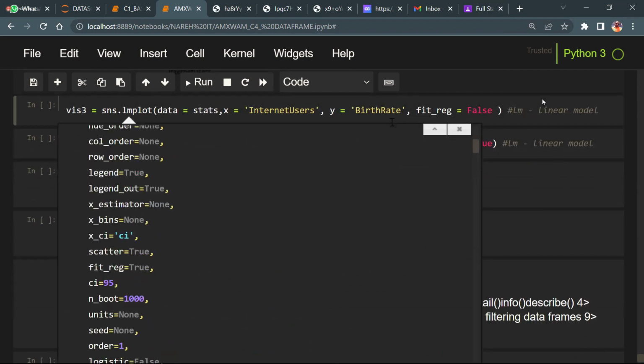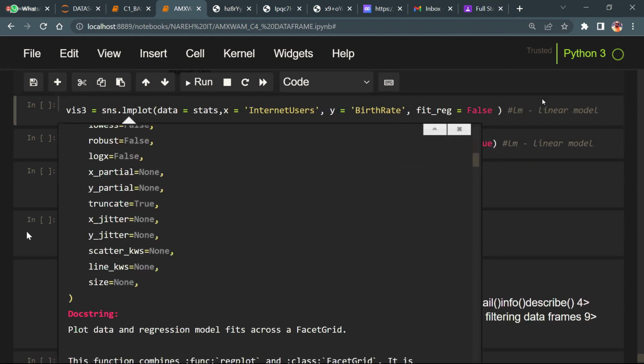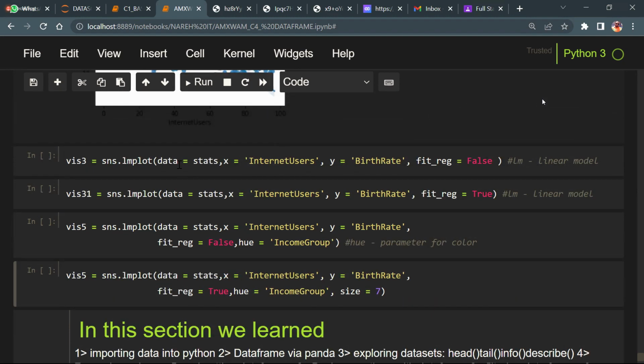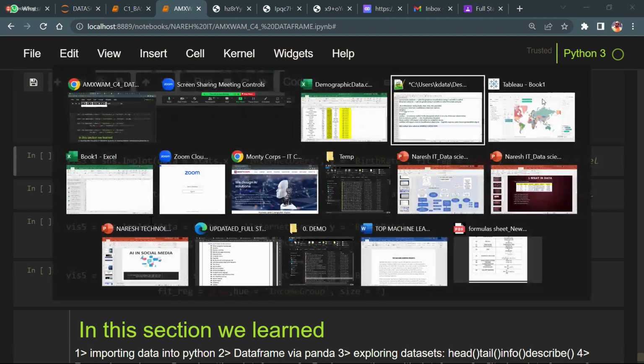You can pass all the parameters here, but at this moment, no need to get into deep data analysis. You can analyze the data in various ways. So just complete the projects and then go to the next step, because later we have stats, we have ML sections, we have algorithm sessions, all those things we will cover one by one. Clear? And now here, stats, internet users, fit regression false.